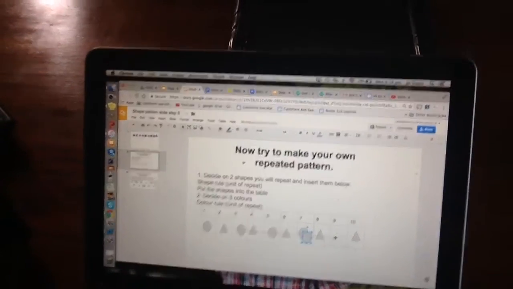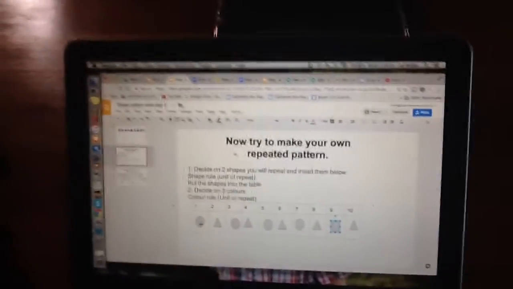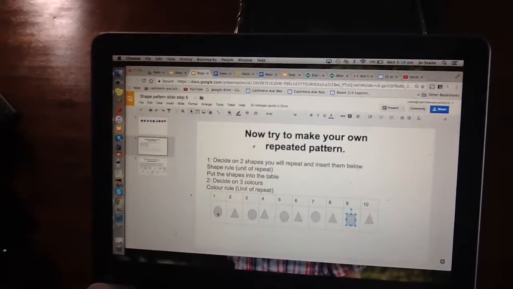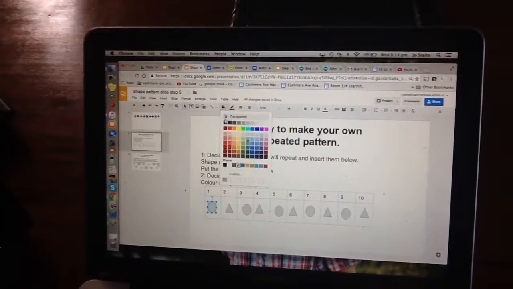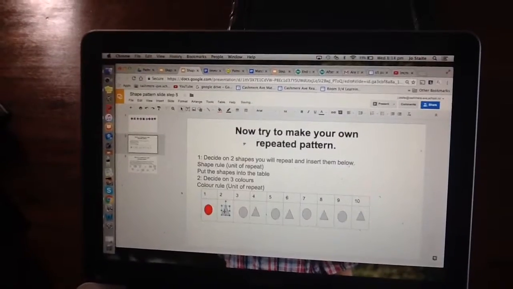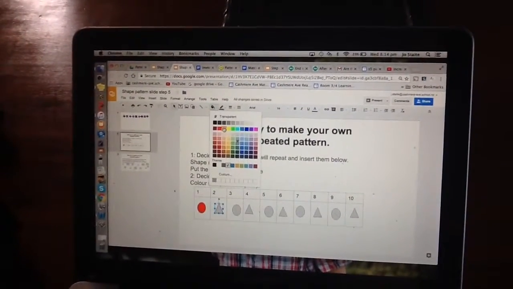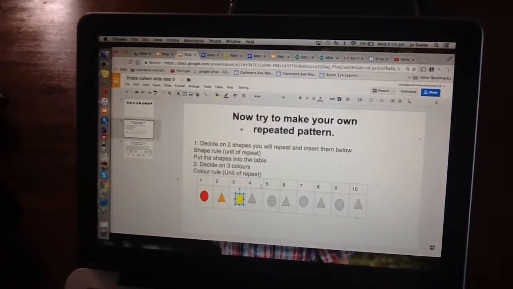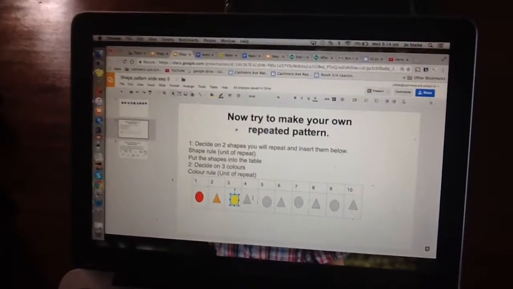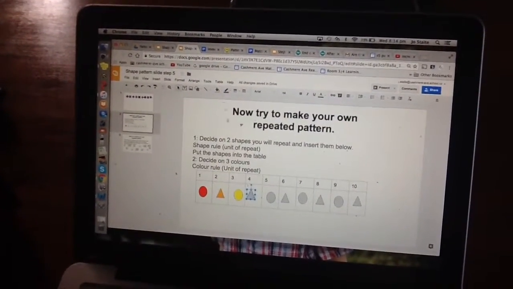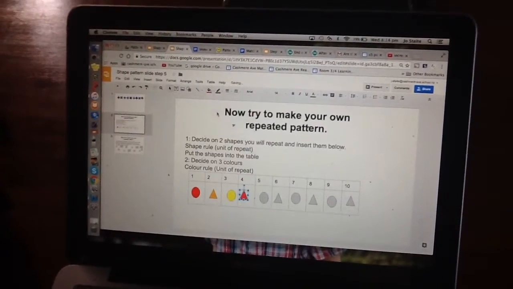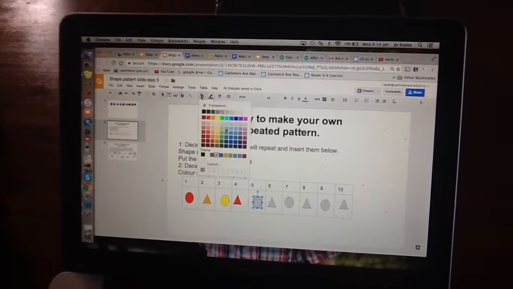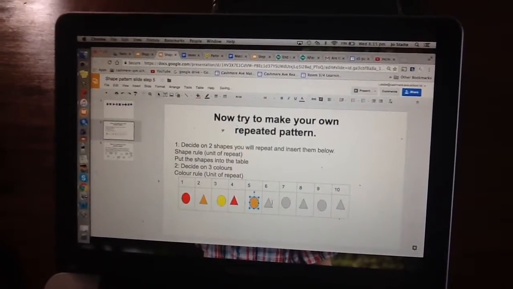I'm going to now think about creating the colour pattern. And it says here to decide on 3 colours, or my rule. So my rule, I'm going to make it nice and easy. I'm going to go red, and then the rule's going to be red, orange, and yellow. So it doesn't matter about what shape it is. I just need to remember my rule is red, orange, yellow. So I can say that's going to be red. The fifth one's going to be orange. And this one must be yellow.